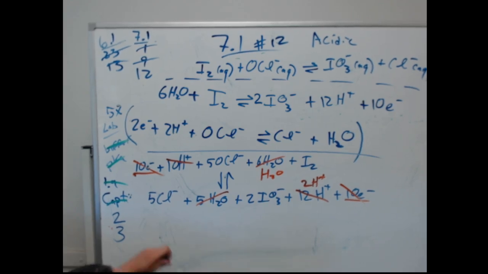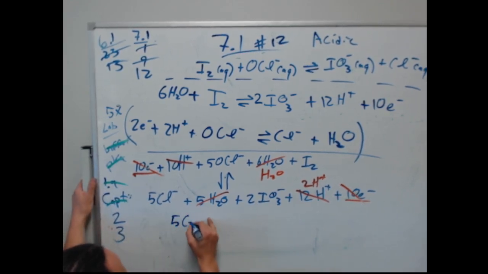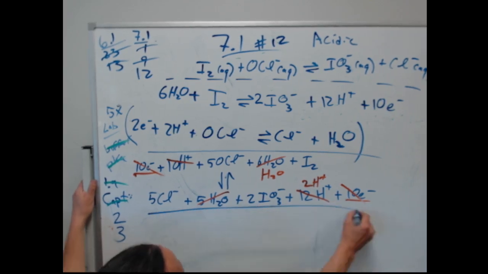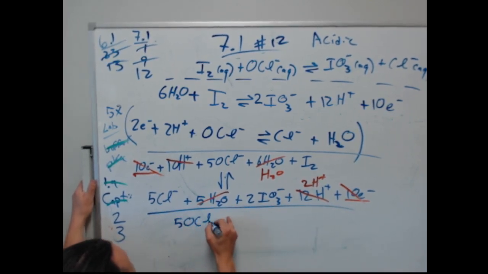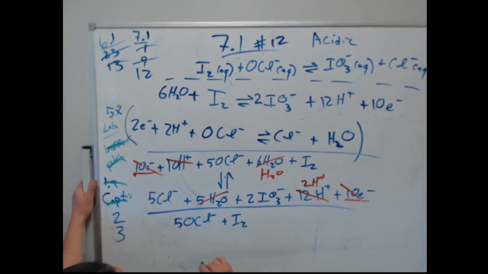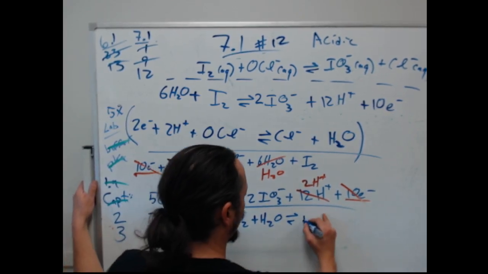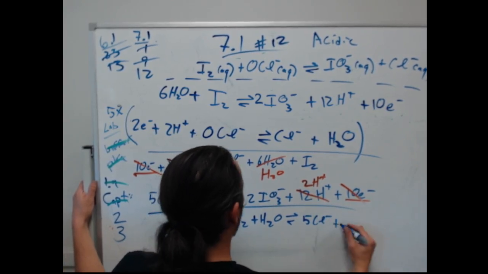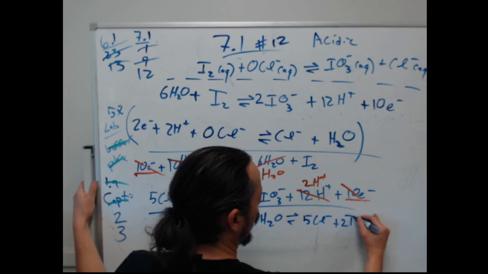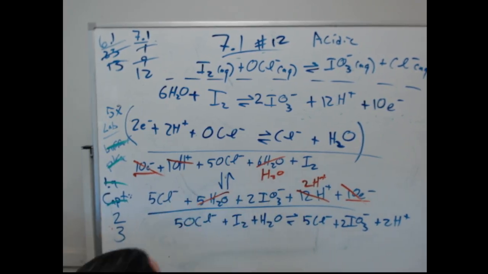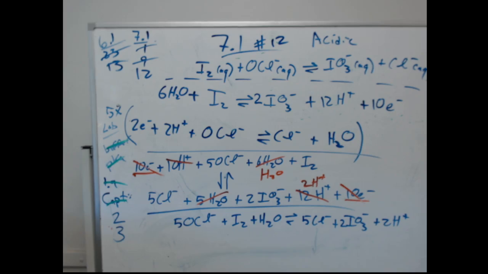So my final overall reaction is going to be... Whoa, sorry, writing the wrong thing. My final overall reaction is going to be 5OCl- plus I2 plus H2O goes to 5Cl- plus 2IO3- plus 2H+. I'm going to double check because it's very easy to lose track of things when I'm trying to do this quickly. And there's so many steps, it's easy to lose track of things.